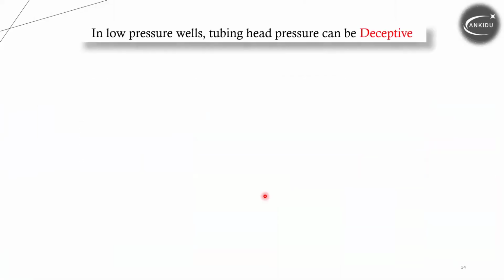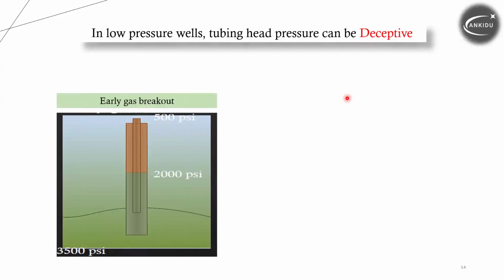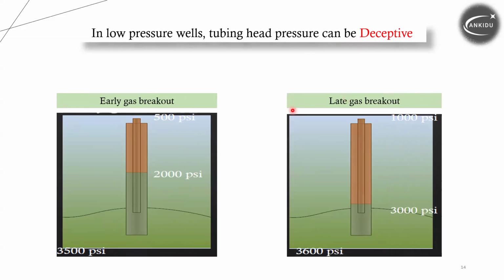Okay. In low pressure wells, tubing head pressure can be deceptive. So don't depend on the wellhead pressure. Why? Let's check. So after the well is shut in, we come to the surface, to the Christmas tree, and check the upstream. Sometimes the upstream pressure is relatively high because the gas breakout accumulated, and we have high pressures, maybe because of the trapped gas inside the Christmas tree, causing high pressure readings for the upstream.